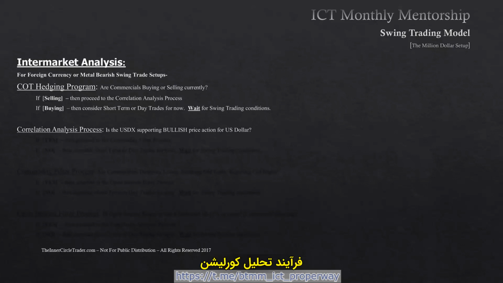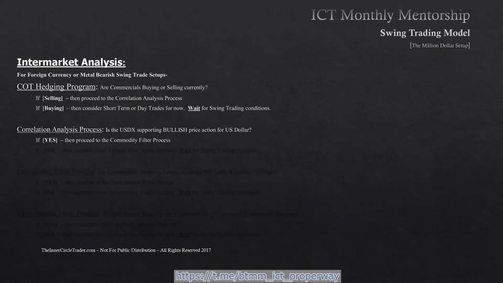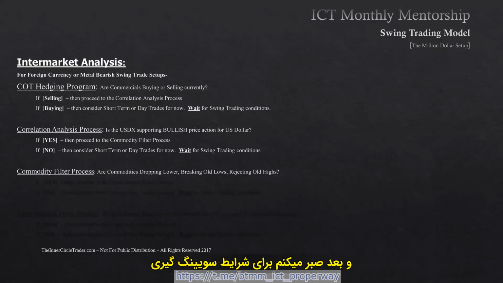Correlation analysis process. I ask myself the question, is the dollar index supporting bullish price action for the US dollar? If the answer is yes, then I proceed to the commodity filter process. If no, then consider short-term or day trades for now, and then I wait for swing trade conditions.